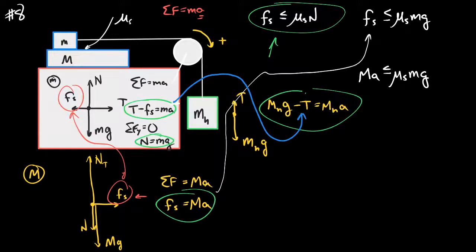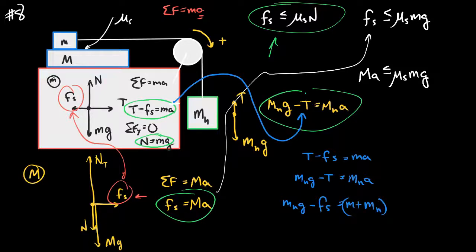So let's keep going. Let's see, that's going to be T minus Fs equals Ma, which is going to be MHG minus T equals MHA. I can add those two equations up, can I? Giving me MHG minus Fs equals M plus MH times A. That's fun. That was fun. Did you guys like that? I did too. It was terribly, terribly exciting.